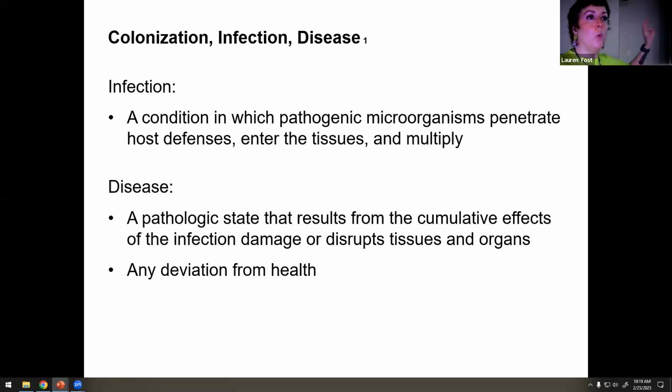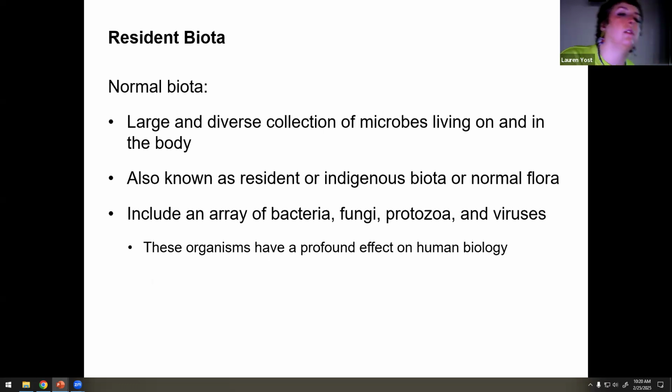So you can have infection without disease. We've already talked about how a third of the people with COVID don't have symptoms. Those people are infected, but they don't have disease, right? So they're able to act as carriers for that. We'll talk about what that is in a moment.